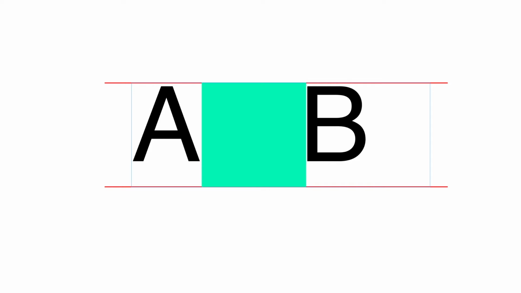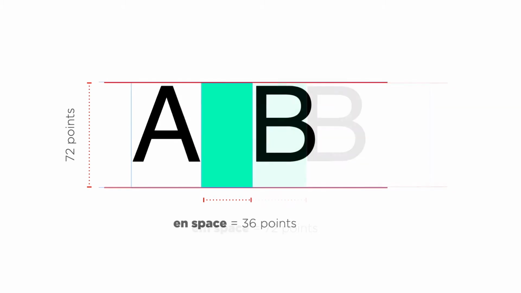Besides points and picas, typographers use other units of measurement to describe horizontal spaces. This is the M. An M is a horizontal measurement as wide as the typeface is tall. So for example, for these two letters set at 72 points, an M space is 72 points wide. An N space, on the other hand, is half the size of an M.